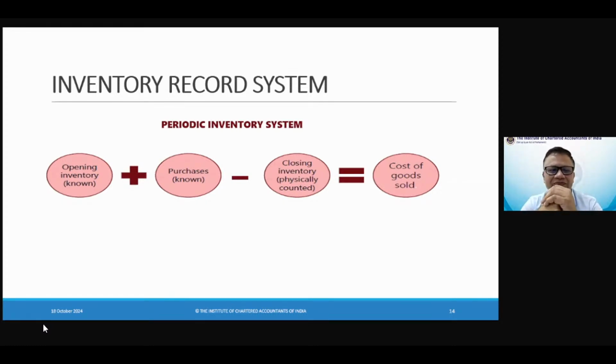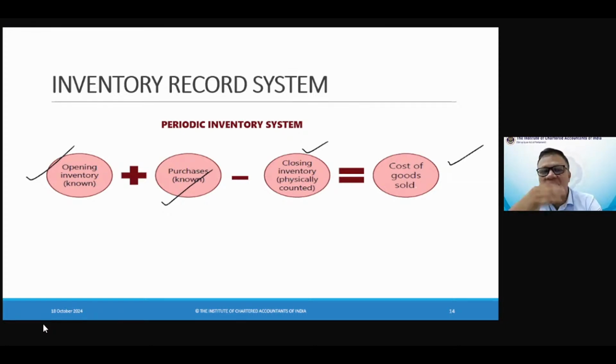The opening inventory is normally known because it's the previous balance. Purchases are known through the bills and everything. They find the closing inventory by physical counting. Since it is a small company, they can count it and control the inventory. They do a physical verification, count it physically, and find the closing inventory. Then they can get the cost of goods sold. This is how the periodic inventory system works.